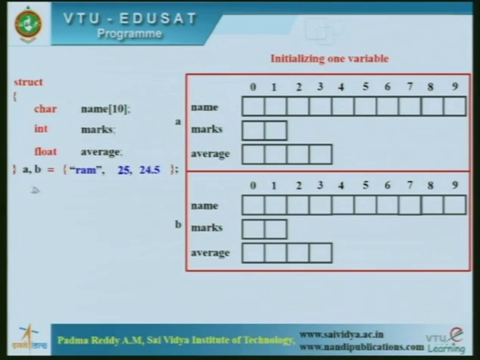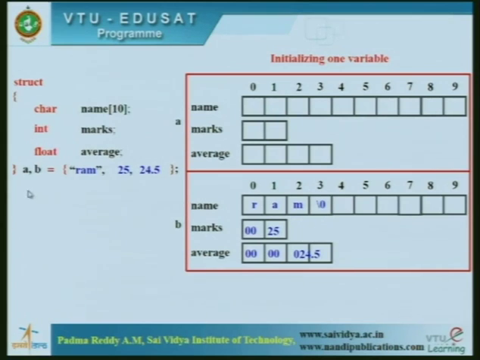Now if you observe, we have a comma b here. The variable a is not initialized, but only the variable b is initialized. So here what will happen? RAM will be copied into the name field with respect to which variable? B here, and this 25 will be copied into b dot marks. Then you have 24.5, that will be copied into b dot average. So even though we have two variables here, we have initialized only one variable.